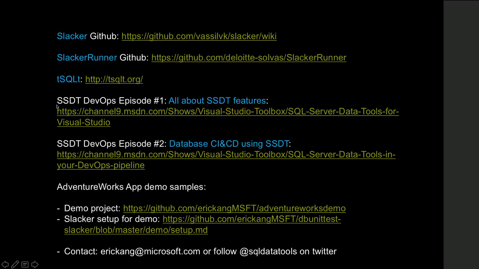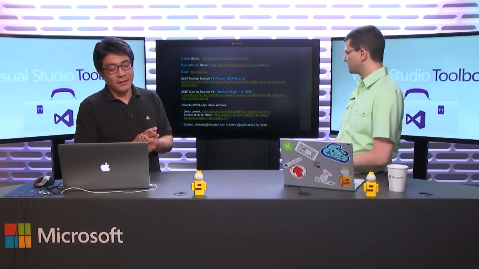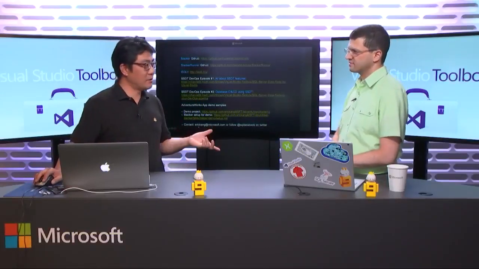And for episode 1, our SSDT DevOps episode 1 and episode 2, there's a link. And if you want to try the same project, the AdventureWorks directory service, and run the same Slacker test in your own environment, then I made it 2 projects in my GitHub account. So you can go to these 2 GitHub projects and clone them and simply run them and see what's in there.